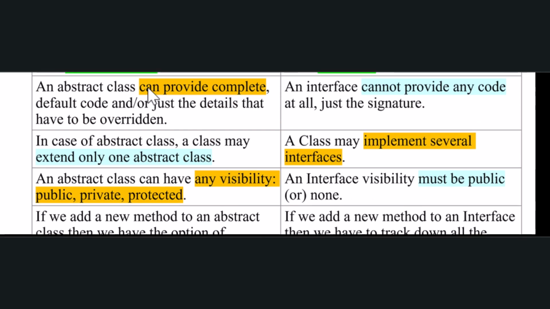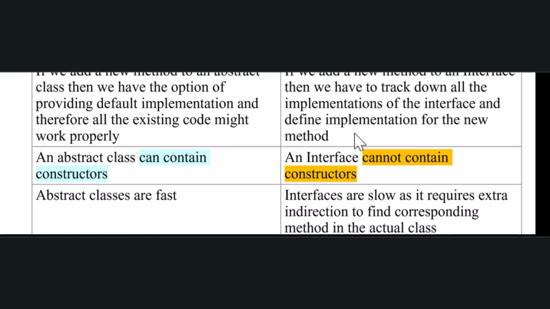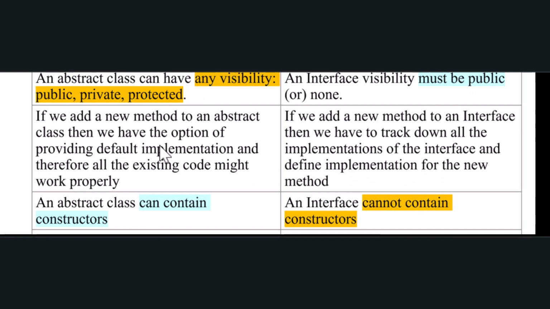Again, to repeat, an abstract class can provide complete or default code. It can or cannot provide the complete code, whereas an interface cannot provide any code at all. An abstract class can extend only one abstract class, whereas an interface can be implemented by several classes. An abstract class can have any visibility, that is public, private, and protected, whereas an interface has only the visibility of public or none. That's it.